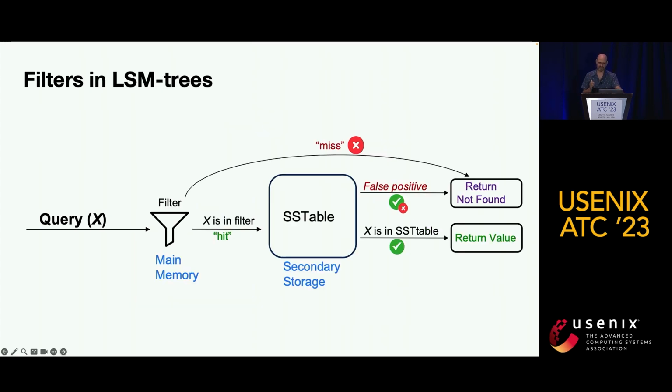The LSM tree maintains a filter for each file. Before a query reads a file from the secondary storage, it queries the filter. If the filter returns a miss, the key is guaranteed not to be in the file, so it doesn't need to access the secondary storage.